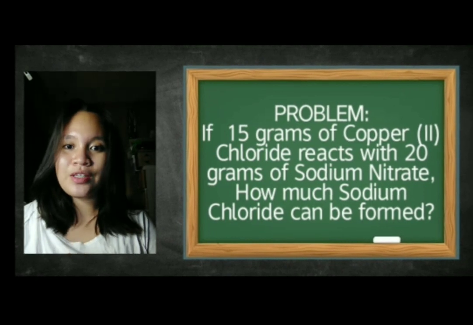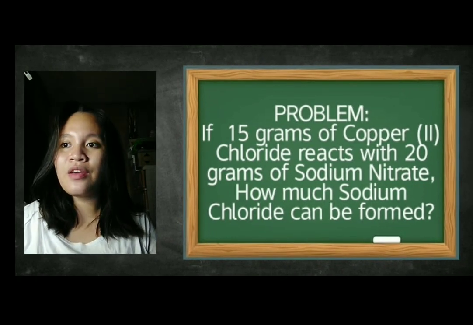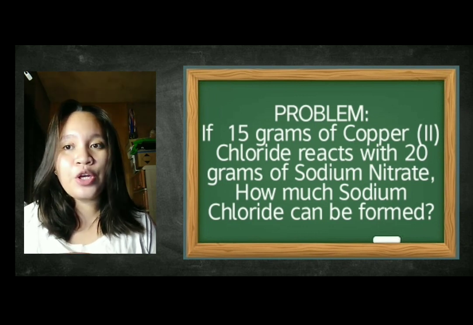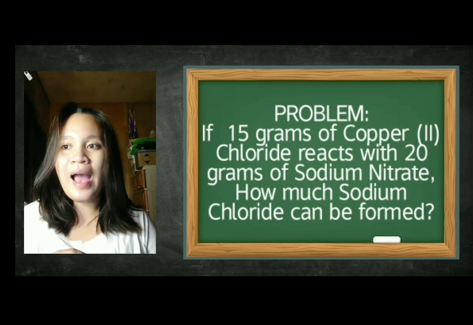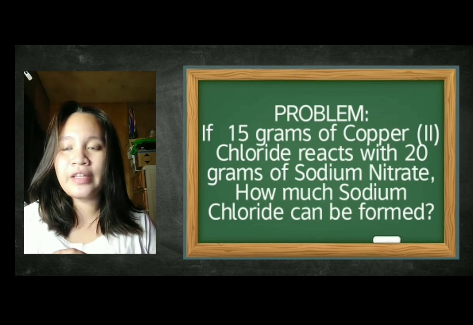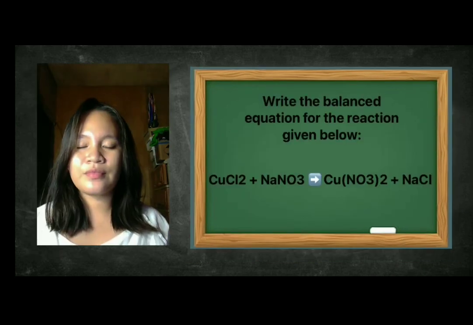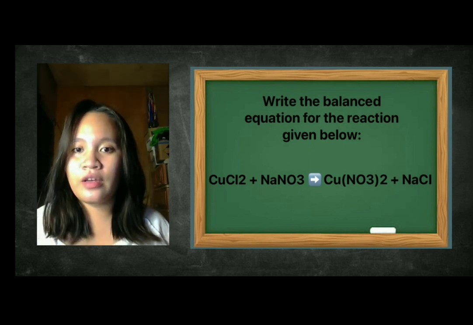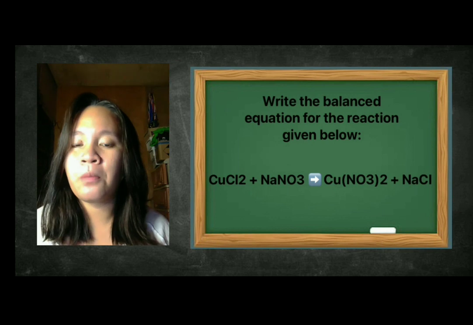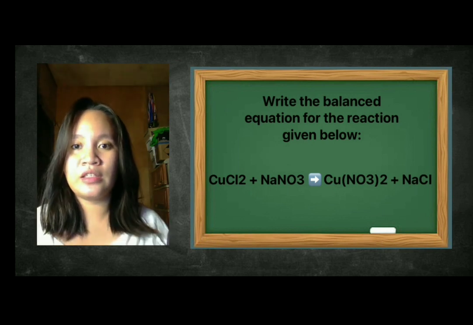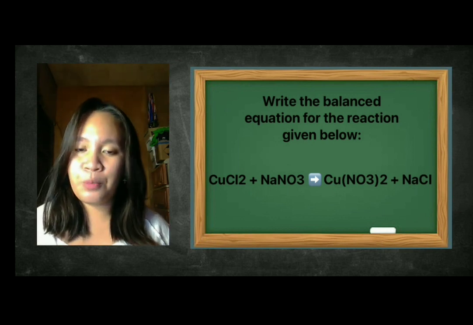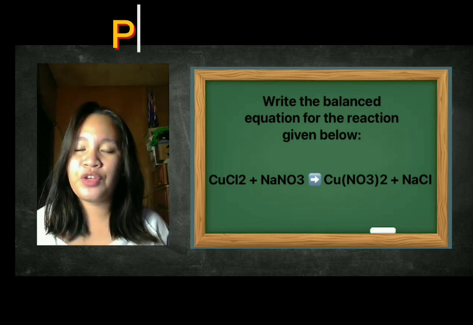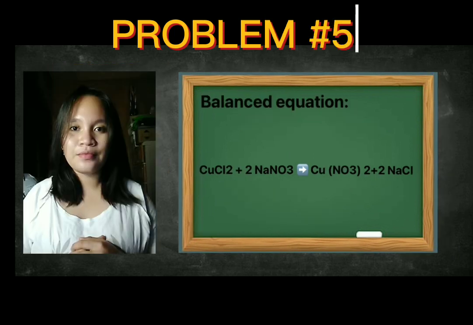Okay, so learners, the problem is: if 15 grams of copper chloride react with 20 grams of sodium nitrate, how much sodium chloride can be formed? To solve this problem, kindly check if the equation of the problem is balanced or not. If the equation is not balanced, write the balanced equation for the reaction given.